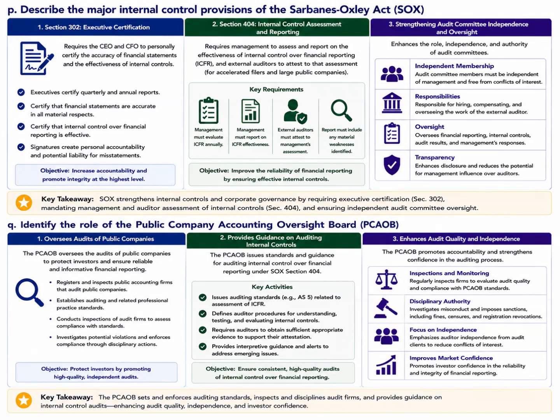The PCAOB issues standards that define procedures auditors must follow when evaluating internal control over financial reporting under SOX Section 404. It enhances audit quality and independence. Through inspections and disciplinary authority, the PCAOB promotes accountability among audit firms and improves confidence in the auditing process.